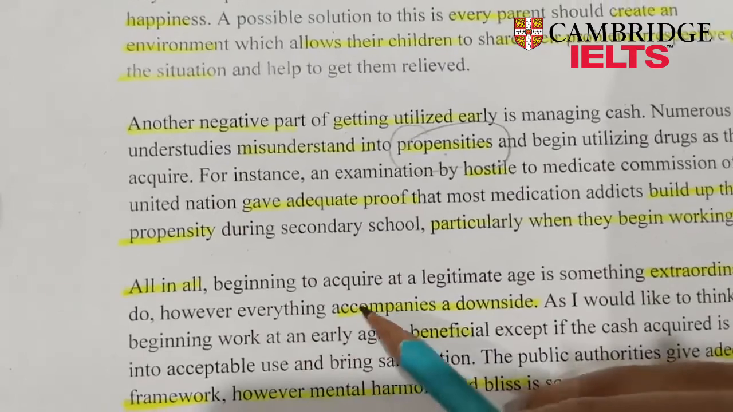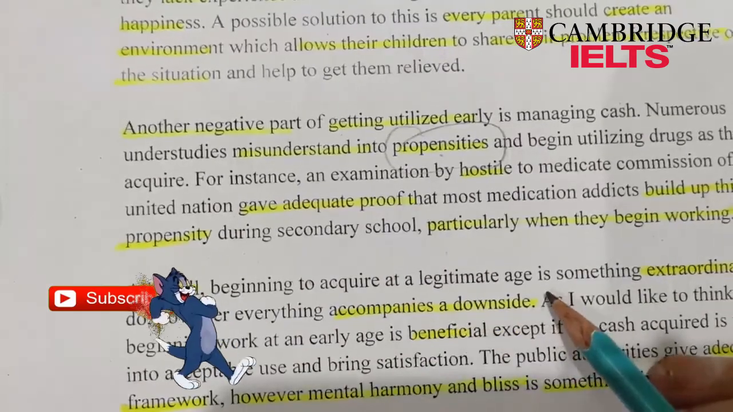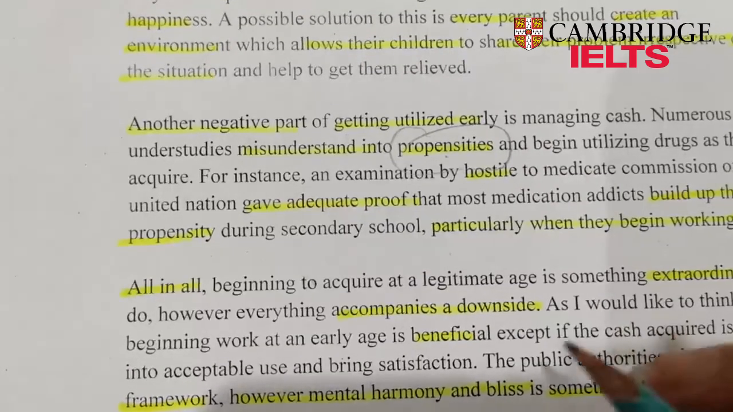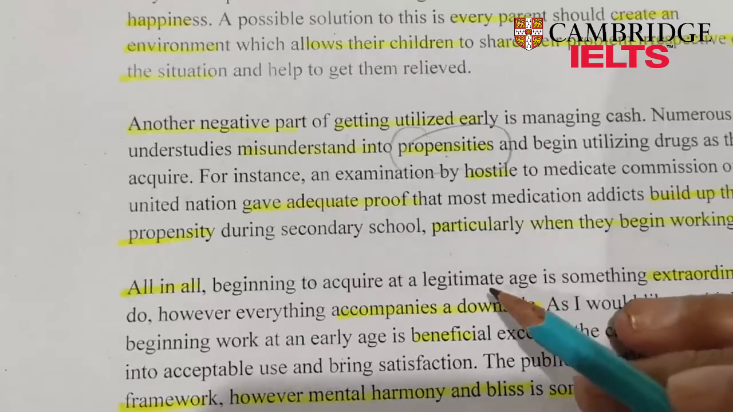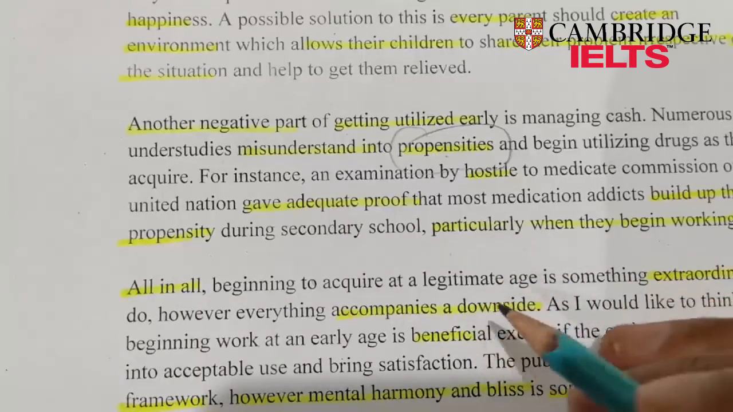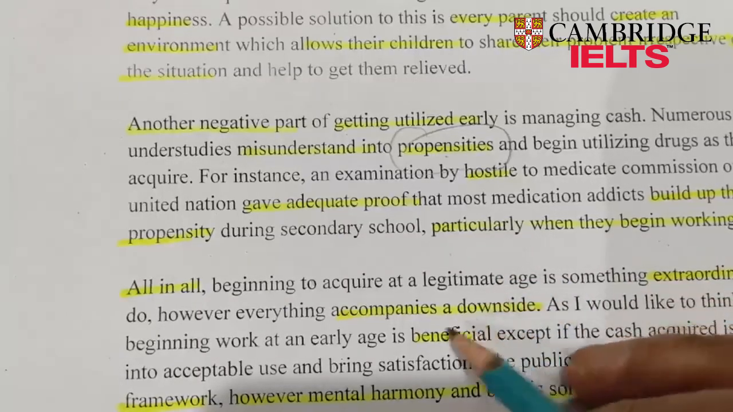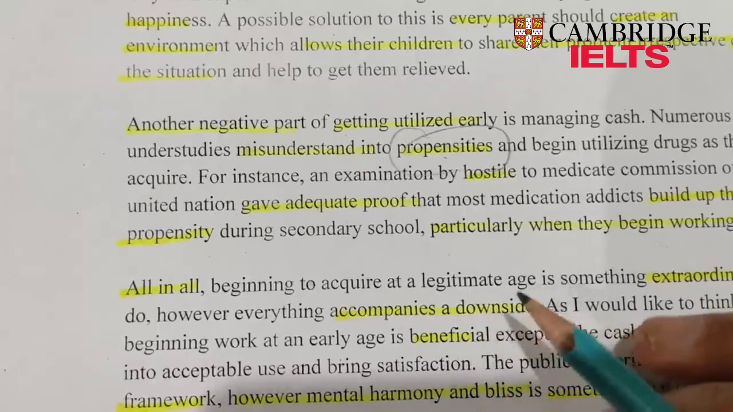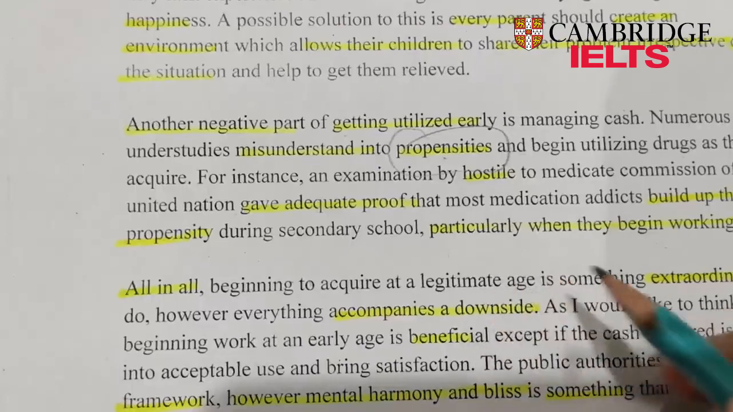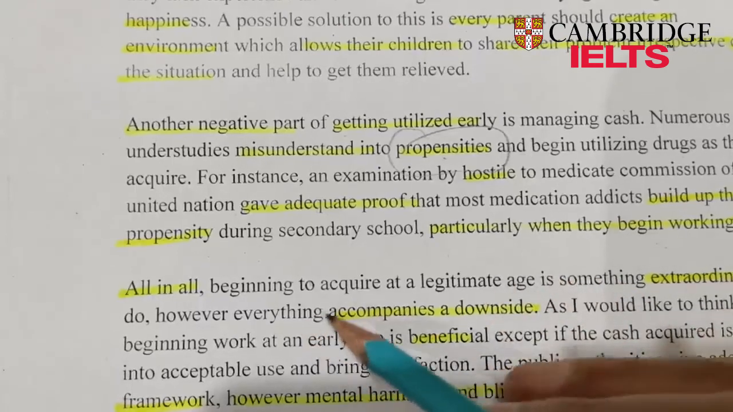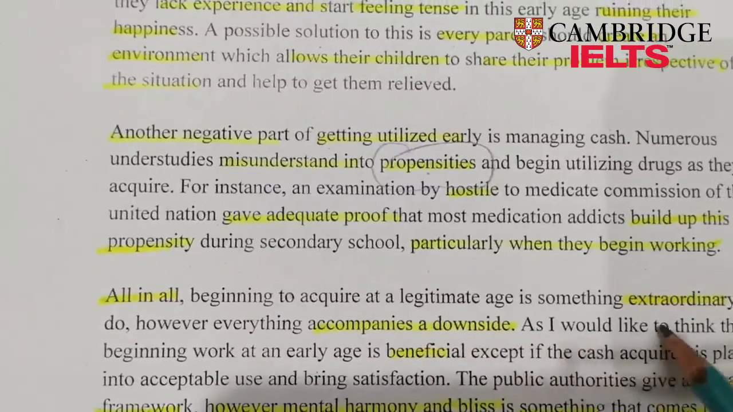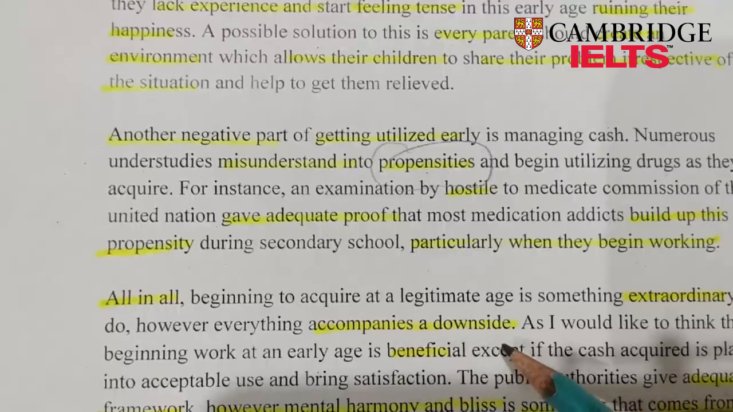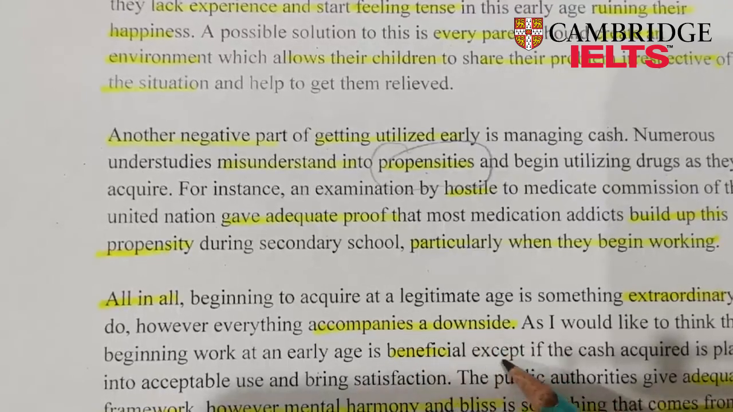So all in all, beginning to acquire at a legitimate age is something. Legitimate age, it means when legally it is fine. It's the age when doing something is legally correct. So beginning to acquire at a legitimate age is something extraordinary to do. However, everything accompanies a downside. There are some drawbacks of this as well.